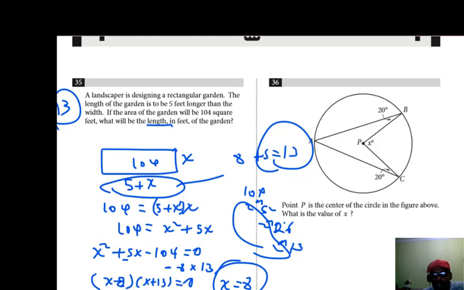Number 36. Point P is the center of the circle. In the figure, what's the value of x? Okay, so to calculate this one, let me use this color.